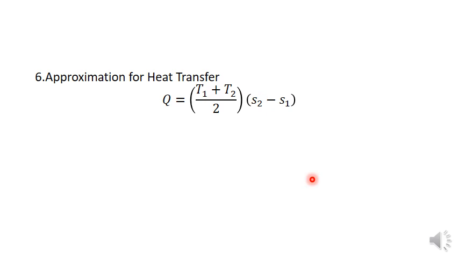If they give the heat transfer and the temperatures, we can calculate the change in entropy using the formula: S2 minus S1 is equal to Q divided by (T1 plus T2) by 2. So we will solve some problems based on these formulas.